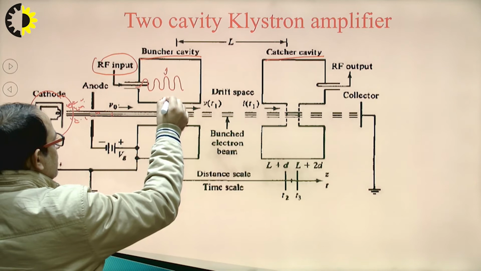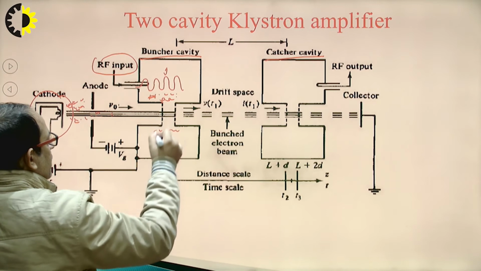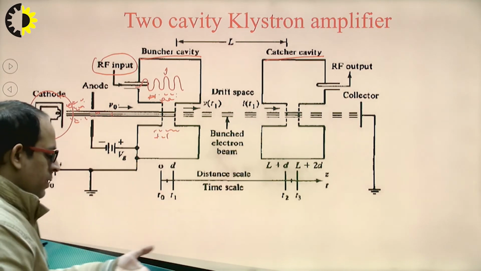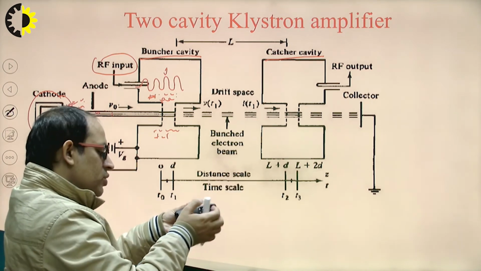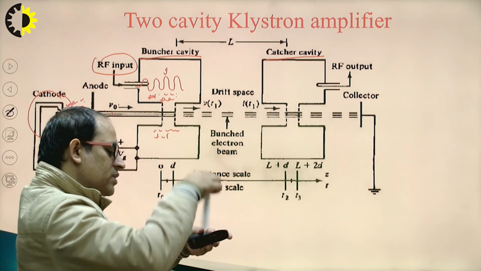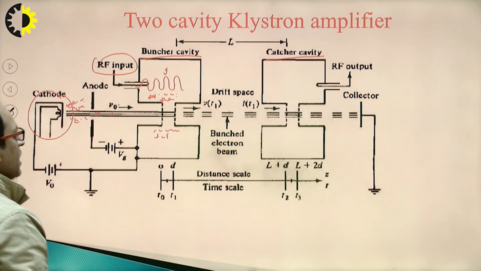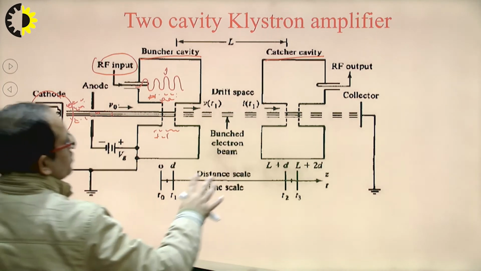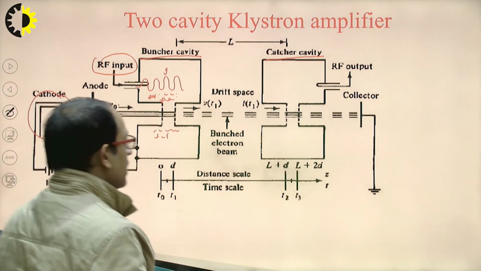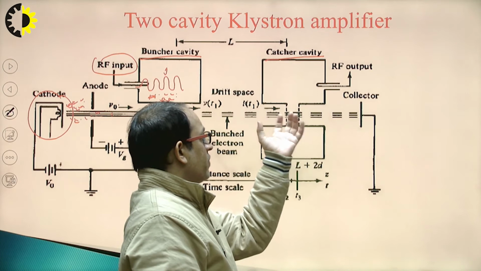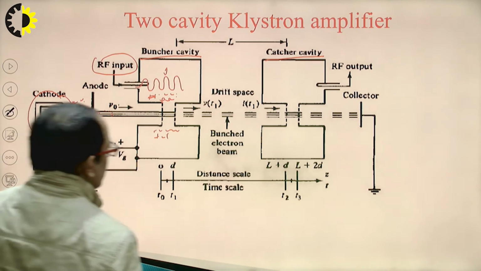Sometimes here it is positive and sometimes negative, and sometimes it becomes negative and here becomes positive. Just like that, these are the electrons going in this direction, and this is the cavity along this direction. This is a two-dimensional figure. Next is the catcher cavity, which collects the kinetic energy of the electrons and converts it to RF energy, or collects the electrons.